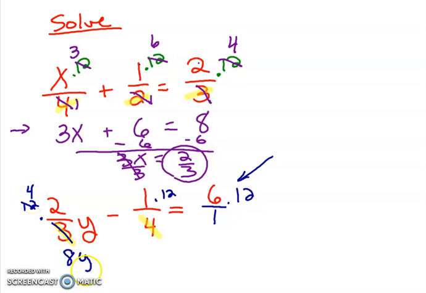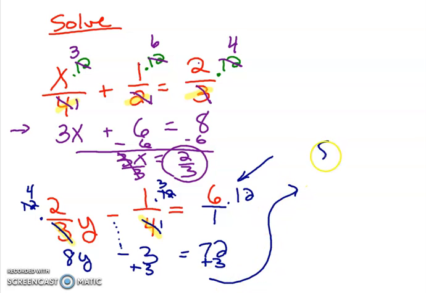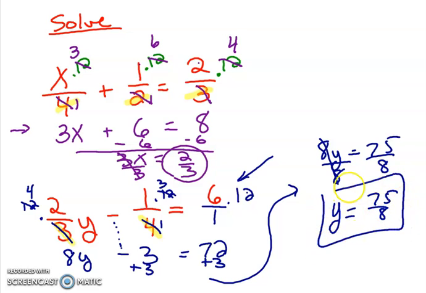4 times 2 is 8y. 4 and 12 go into each other 3 times. 1 times 3 is 3. Don't forget about your sign. That's a subtract. And then here there's nothing to cancel, but 6 times 12 is 72. And then you just have to solve this equation. So we're going to add 3 to both sides. I'm running out of room. So 8y equals 75. And then just simply divide both sides by 8. So y equals 75 eighths. And again, if that could be reduced, then reduce it. Okay, but there's nothing common with 75 and 8, so that is simplified all the way.